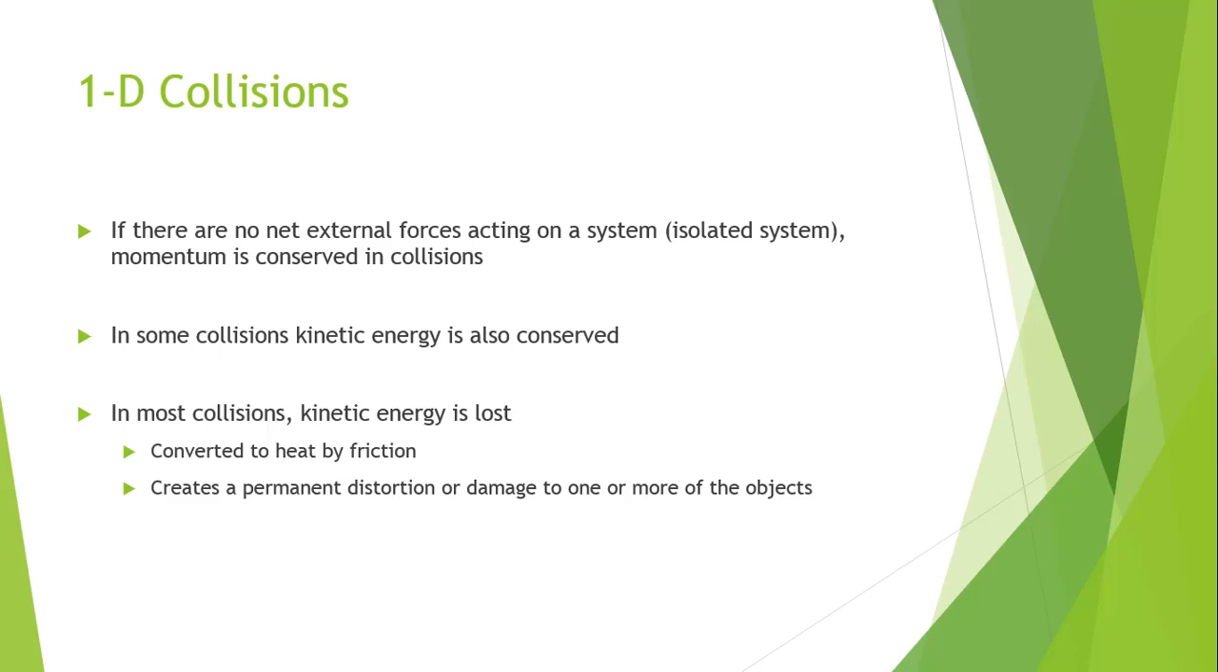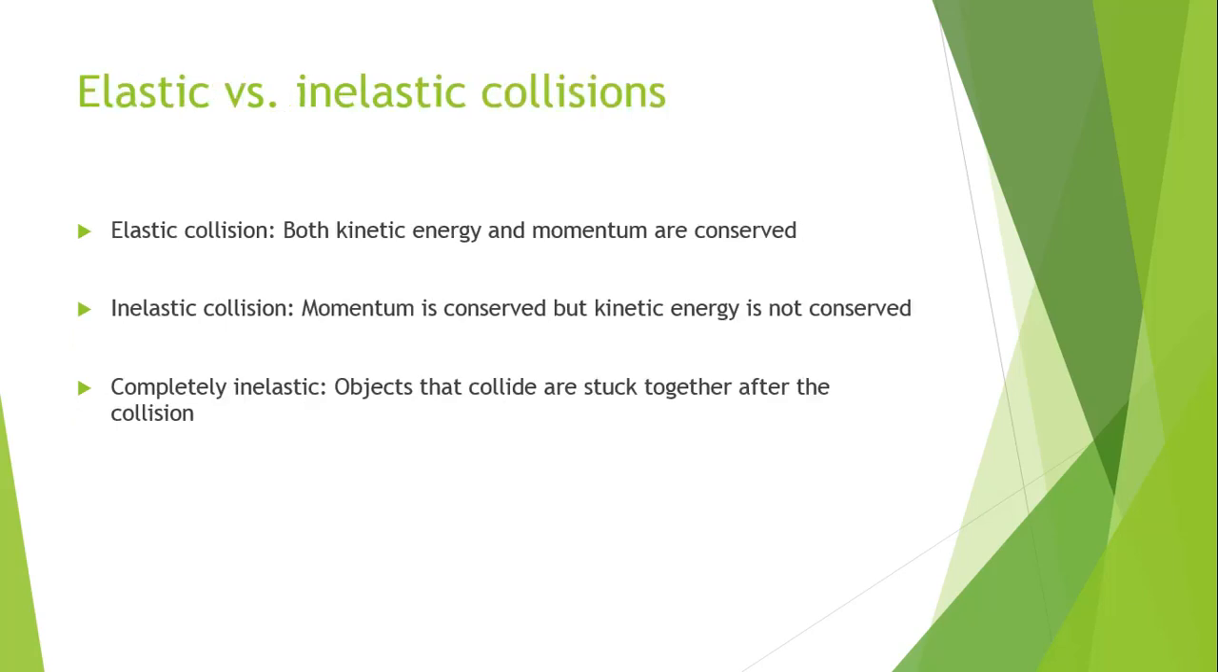Now, in some collisions, but not all collisions, kinetic energy is also conserved. These are actually a special type of collisions that we'll look at later on in this lesson. However, in a large number of collisions, kinetic energy is lost somewhere, either converted to heat and friction, or one object gets damaged and so some of the energy goes into damaging the other object. Sometimes there's some energy lost to thermal energy, energy lost to sound, all sorts of other places where energy could get lost in collisions.